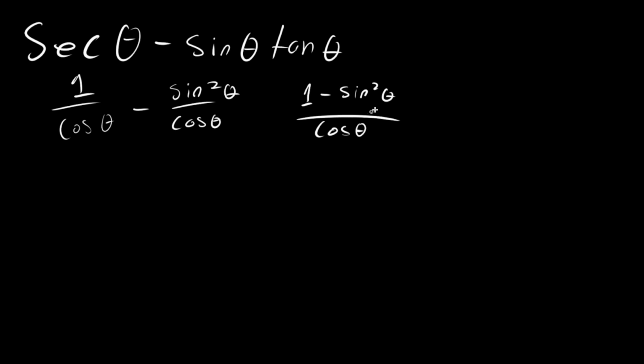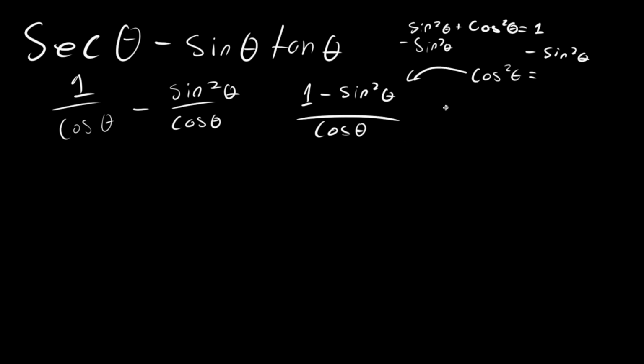And what we're going to do is we're going to remember that our sine squared theta plus cosine squared theta is equal to 1, and we're going to rearrange this a little bit. So we're going to subtract sine squared theta, and what we're going to get is cosine squared theta is actually equal to this expression right here. So cosine squared theta over cosine theta is just going to be our cosine of theta. That looks terrible. I'm sorry about that. Our cosine of theta.